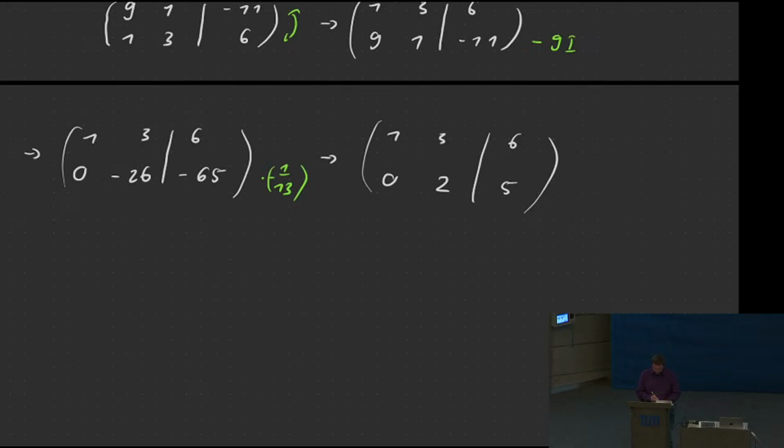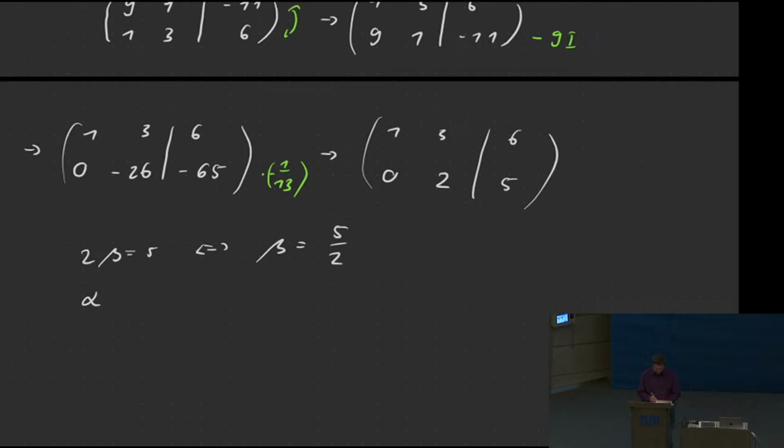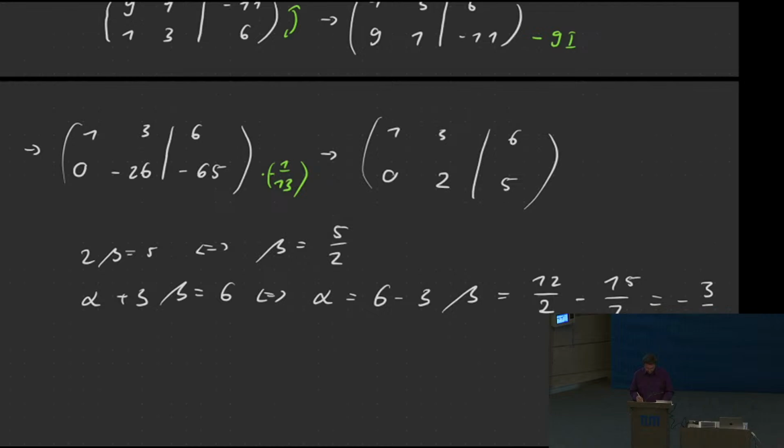Okay, now we can solve. Our second column corresponds to the beta variable, so we have 2 beta equals 5, or beta equals 5 over 2. And then we get alpha plus 3 beta equals 6, or alpha equals 6 minus 3 beta. And that is, let's see, 6 is 12 over 2. And we have beta is 5 over 2, that's 15 over 2, right? That means we get minus 3 over 2.